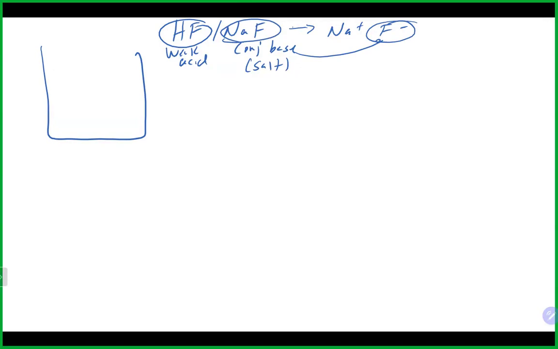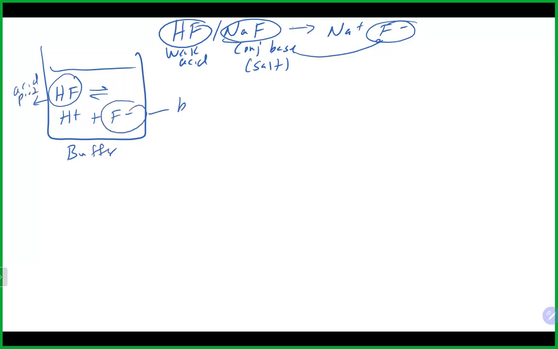So when you go into solution, you will have HF that will set up this equilibrium with arrows in the beaker. Not really, but we'll pretend. And you will have both of those things floating around that solution. You will have this part of the buffer that is the acid part of the buffer. And you will have this guy here, which is its conjugate base, the base part of the buffer.